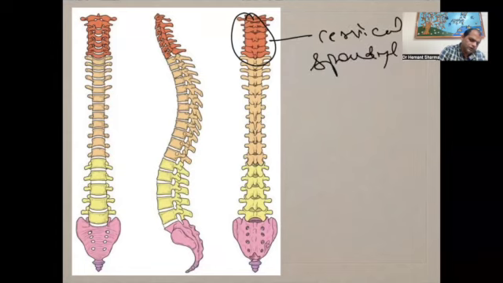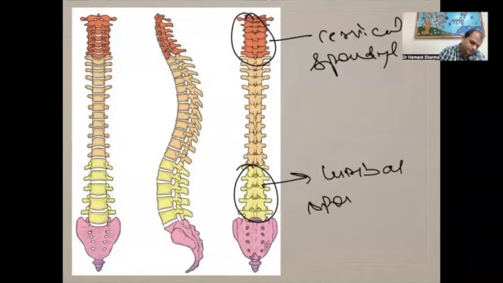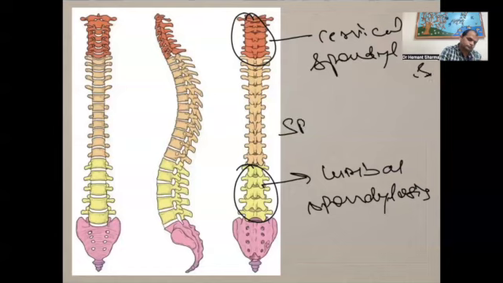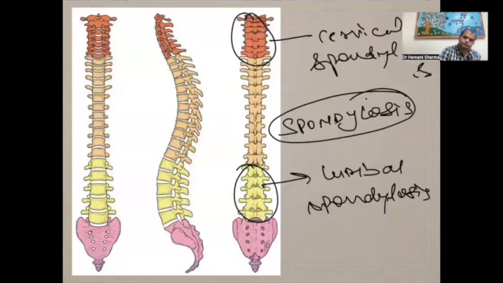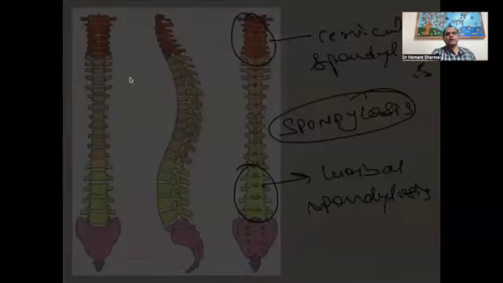So when this is happening in the cervical spine, then we call it cervical spondylosis. And when this condition is happening in the lumbar spine, we call it lumbar spondylosis. Many cases of cervical spondylosis are caused by this. If it happens in the lower back, it is a lumbar disc problem.